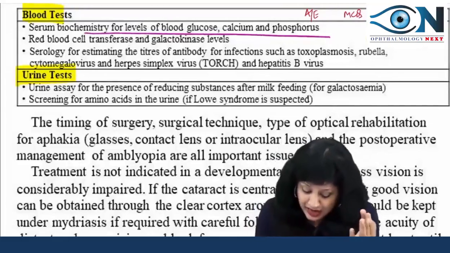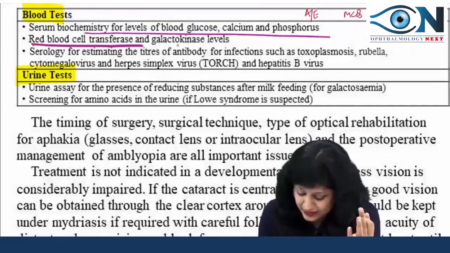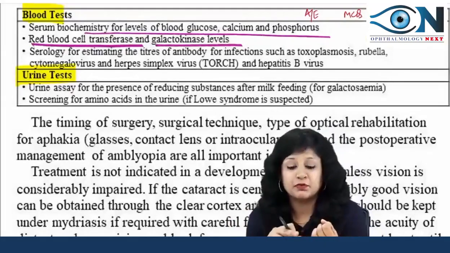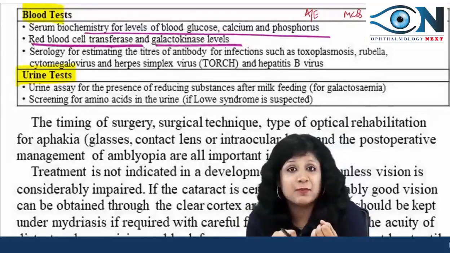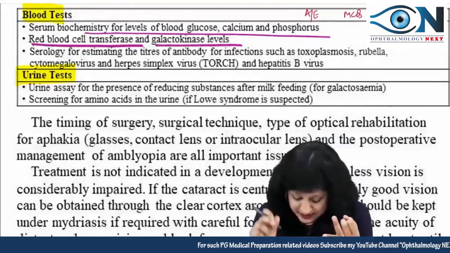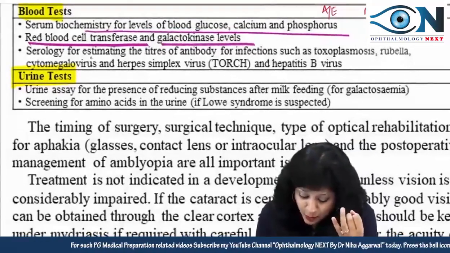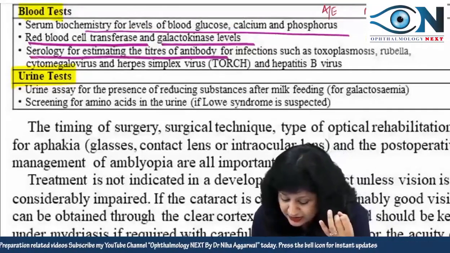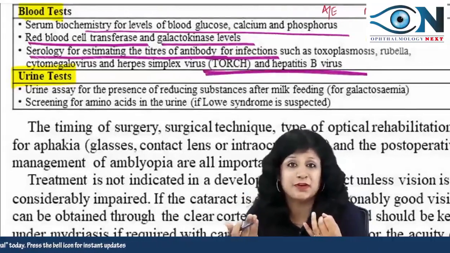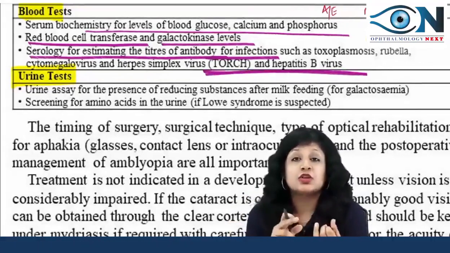Then we have the RBC transferase as well as the galactokinase level. We can have what you call galactosemia, very, very important. So we can check for the galactokinase levels, we have to check for the RBC transferase levels, and very, very important, the serology for estimating the titers of antibody, because we can have a lot of infections, especially the TORCH group of infections, which are very, very important.